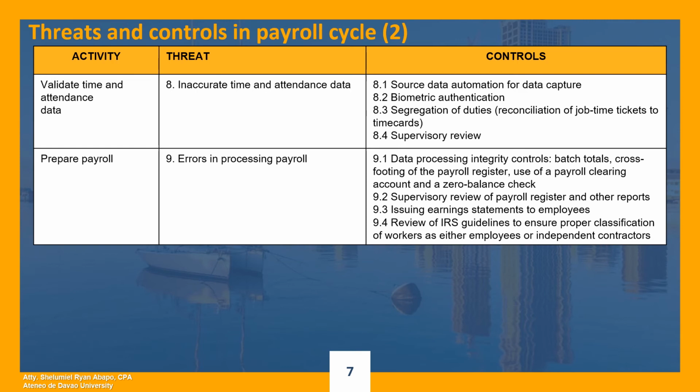So if you look into the controls to mitigate the errors in processing payroll, one will be data processing integrity controls. Second will be the supervisory review of payroll register and other reports. Third will be issuing earning statements to employees. And fourth is the review of the IRS guidelines, in our case, BIR guidelines, to ensure proper classification of workers as either employees or independent contractors, right?